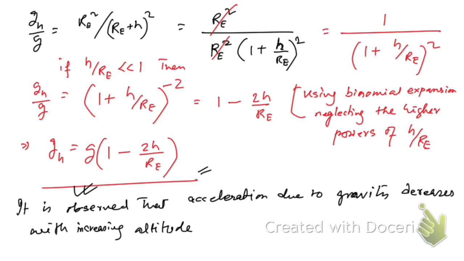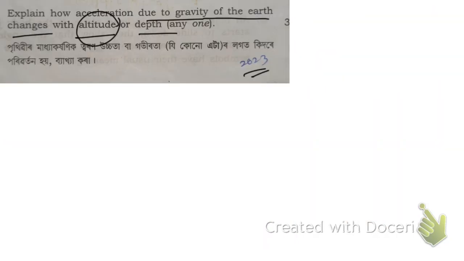Right? Because you see, if the value of h increases, altitude increases, then the value of this fraction increases, and if you subtract a greater value from 1, then you will get a lesser value. That's simple, right? So now let us discuss the variation of g with depth.